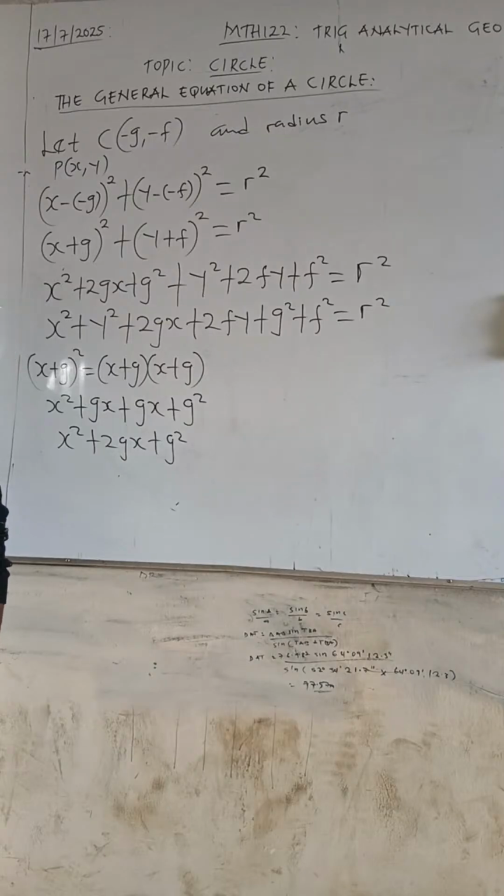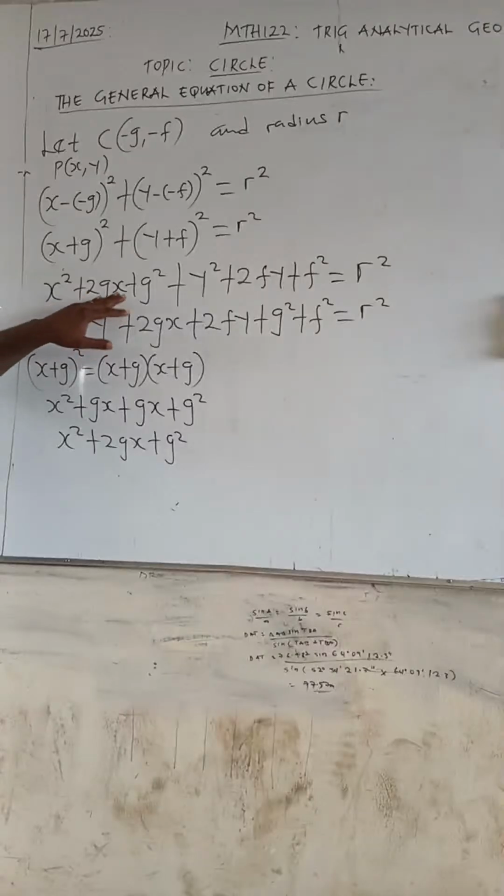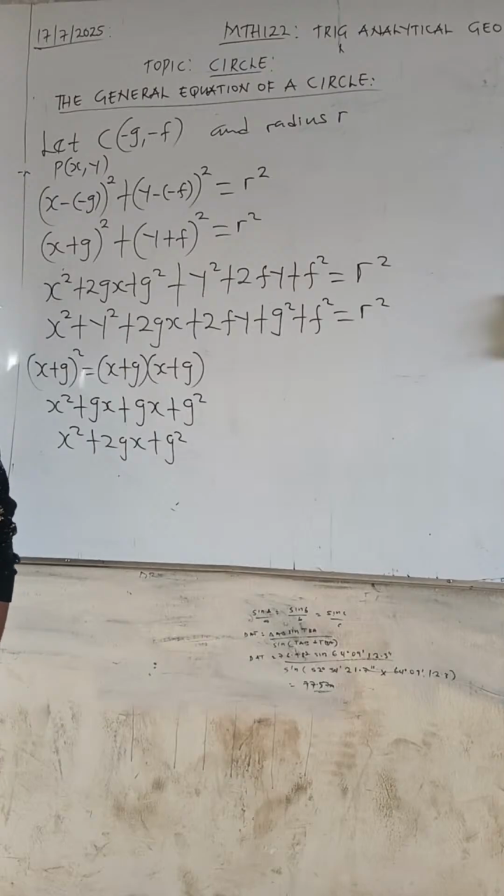We are asking, how come we got 2gx and g squared and x squared? The young man just said 1, 2, 1. How?